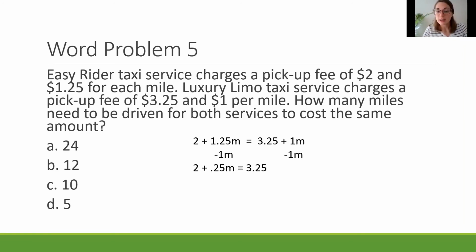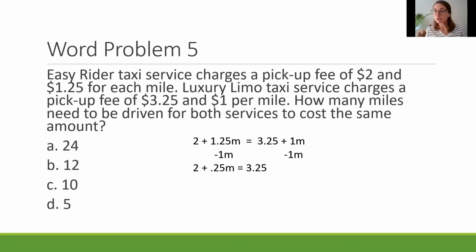So you'll see I subtracted 1M because if I want to get rid of a plus 1M, I need to do the opposite. So minus 1M on the right side, and anything I do on one side of the equal sign, I have to do it on the other side as well. So you'll see the minus 1M on both sides.